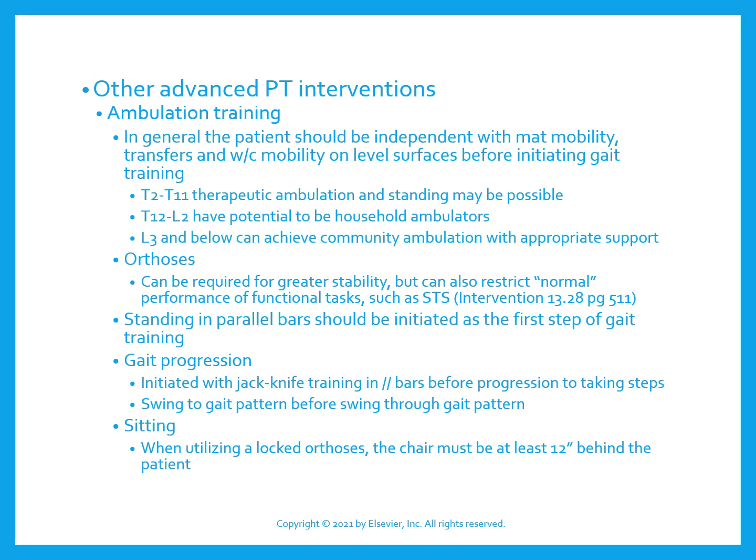And the populations that we can initiate gait training with are going to be our therapeutic ambulators, our household ambulators, and our community ambulators. So T2 to T11 is going to be our injury range where therapeutic ambulation and standing may be possible. T12 to L2 have the potential to be household ambulators, and L3 and below can achieve community ambulation with the appropriate support. Oftentimes, assistive devices and orthoses are going to be that appropriate support.